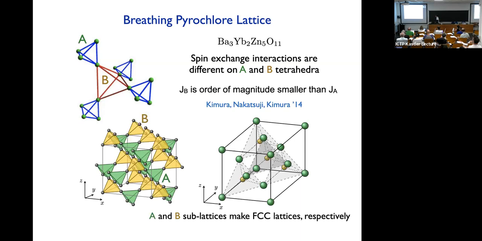The pyrochlore lattice looks like this. There are A sublattice tetrahedra and B sublattice tetrahedra, and each sublattice is basically an FCC lattice. Since I'm lazy and I don't want to draw all these tetrahedra all the time, I'm going to replace my tetrahedron by a dot. So these green dots are the up tetrahedra, and the yellow dots are the down tetrahedra. So there is an AB sublattice structure in this pyrochlore lattice. That's the diagram that I like to use.